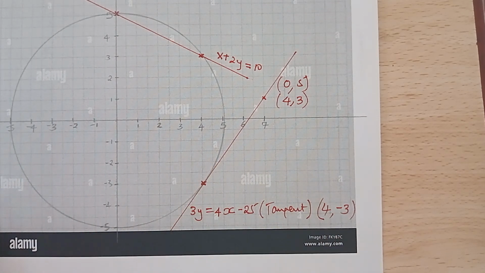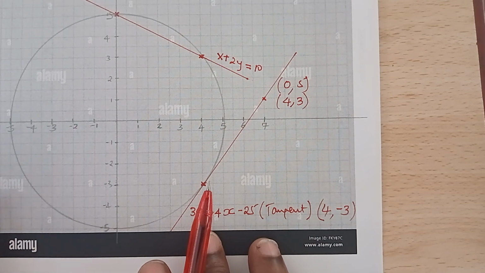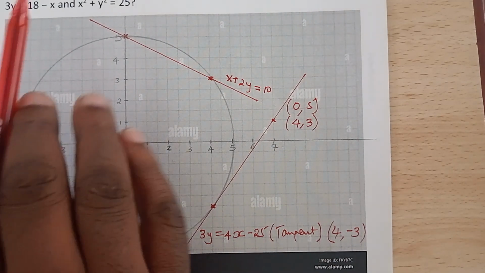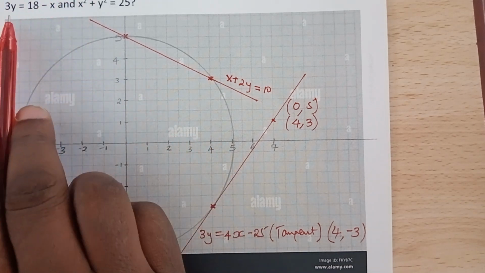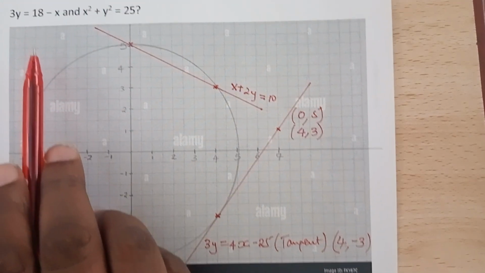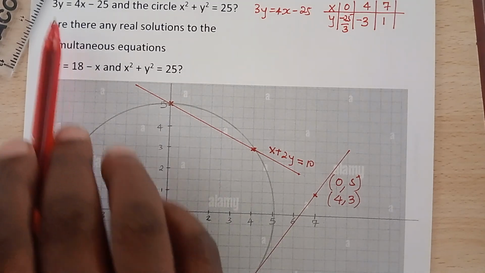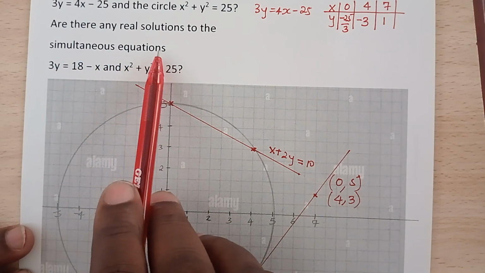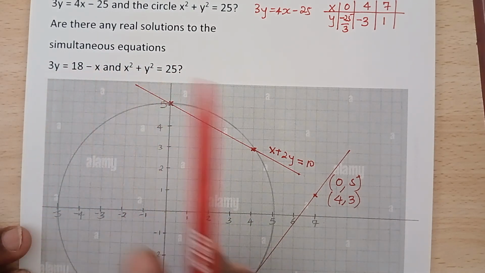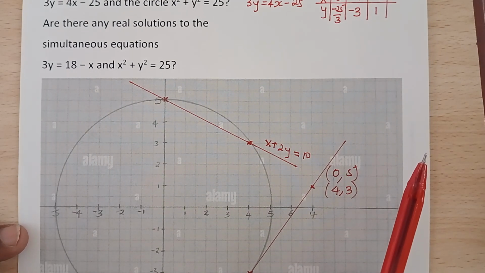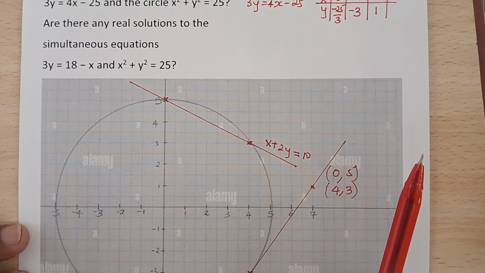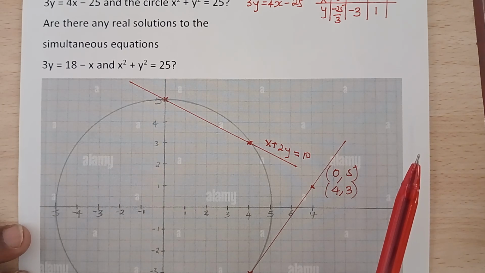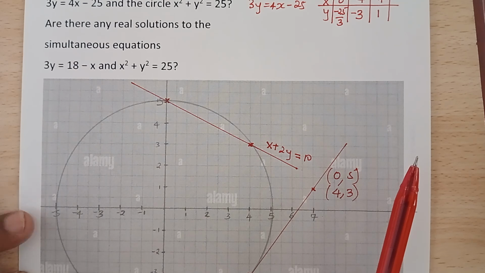Having said that, let us go to part C of the question, whereby are there any real solutions to the simultaneous equations? 3y is equal to 18 and the circle x squared plus y squared is equal to 25. This is the question we are asking. Are there any real solutions? We are supposed now to answer that question in two answers, either yes or no. There are solutions or there are no solutions.